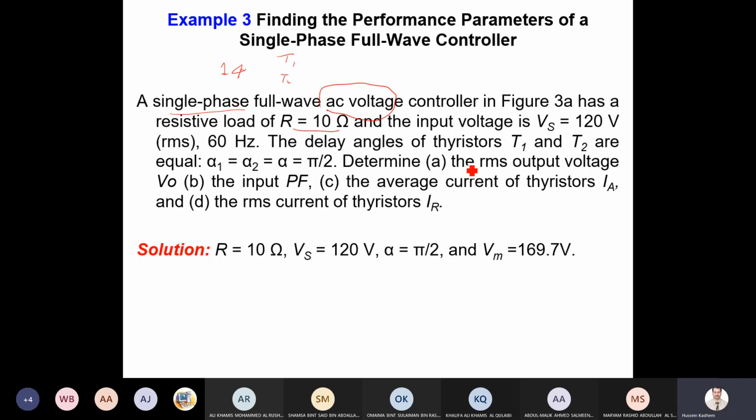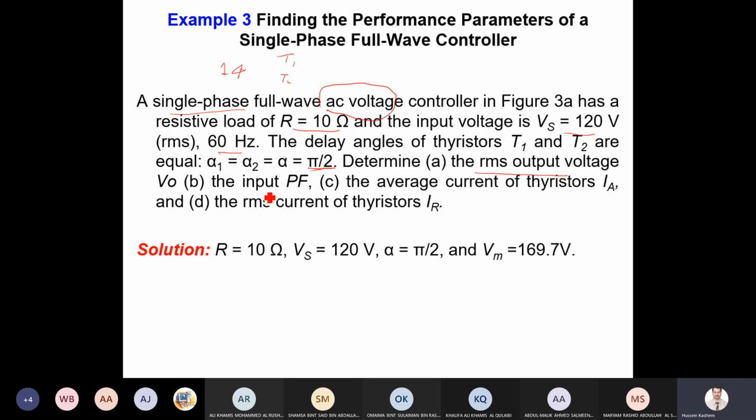Resistance is given to you, 10 ohm, Vs 120, frequency 60. Both at alpha, by the way, T1 and T2 are preferably triggered at the same angle. And this is what usually happens in industry. They trigger together, there is no reason to have different angles. Now again, find the RMS output. You see, it's like the same example, we just change the circuits and we change the information.